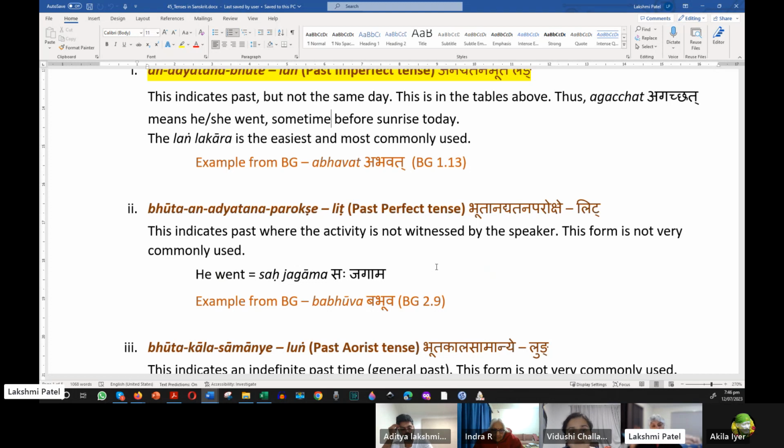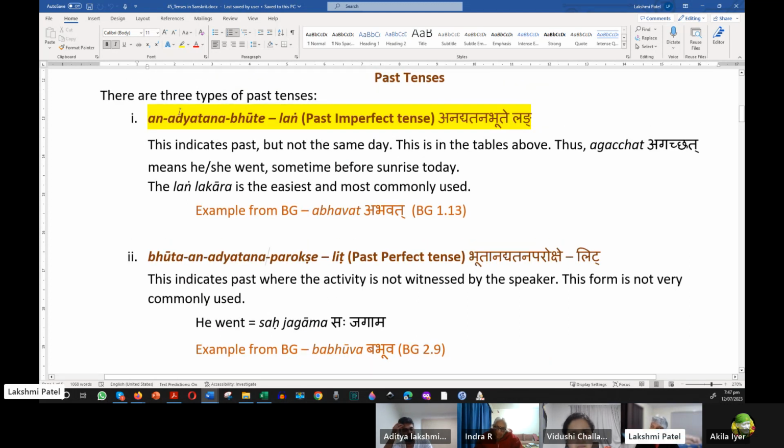I may say, oh, Vidushi went to India. And it may not be today. But I know Vidushi. There is some connection with Vidushi. So I wouldn't be using this. I would use Anadyatana bhute. It happened, Vidushi went. Vidushi agachat.